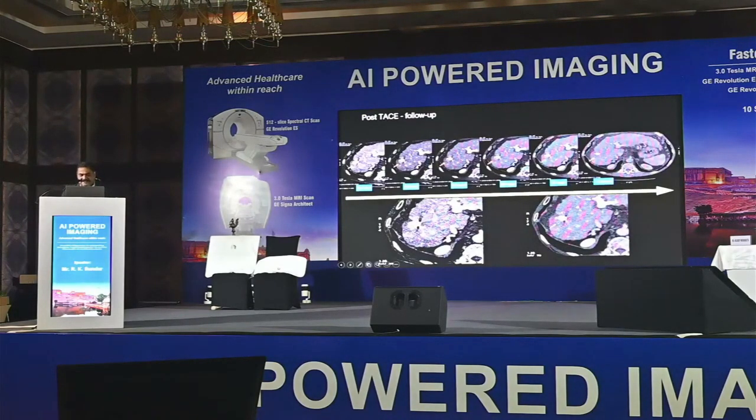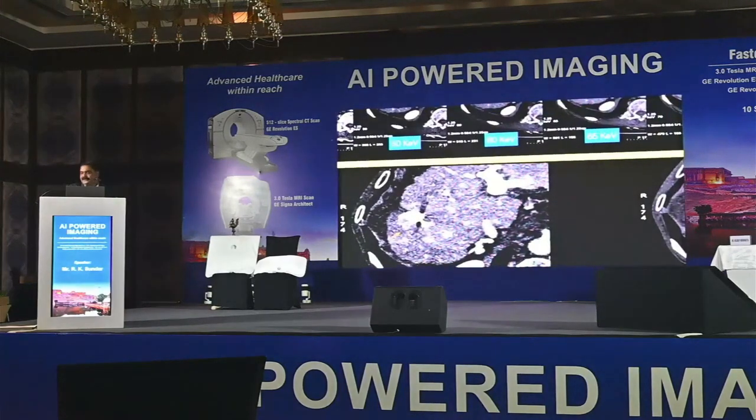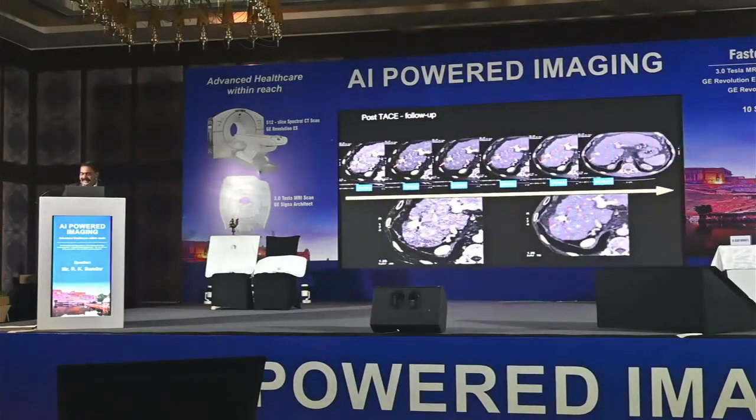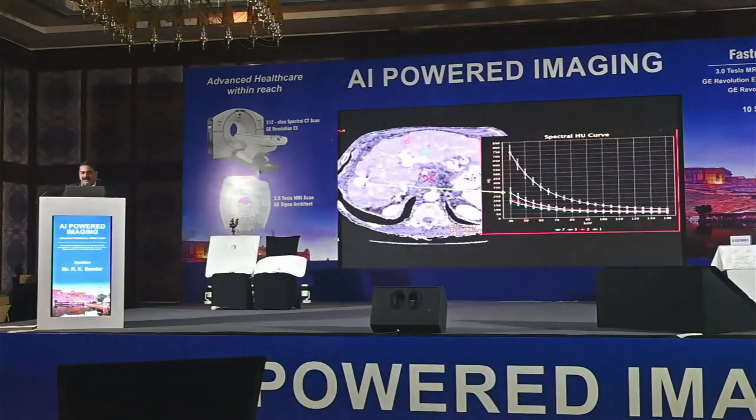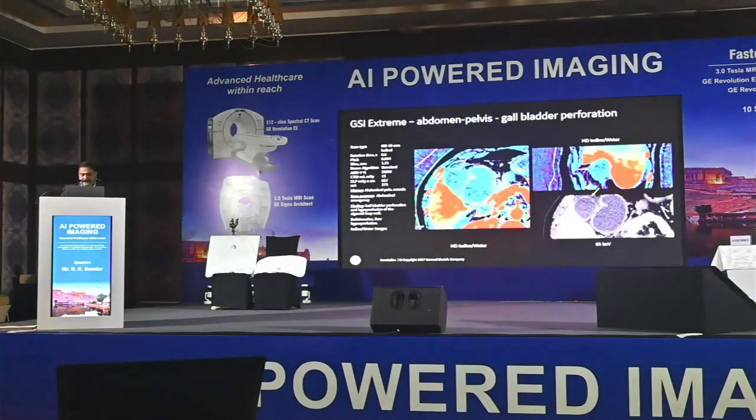This is another case where they have done TACE, not RF ablation, TACE. So you see on a normal CT image, you are not able to pick up any lesion, but when we went for monochromatic spectral imaging, we were able to clearly pick up the small enhancing nodular lesion there. So the entire diagnosis changes, and the treatment pathway for the patient changes.